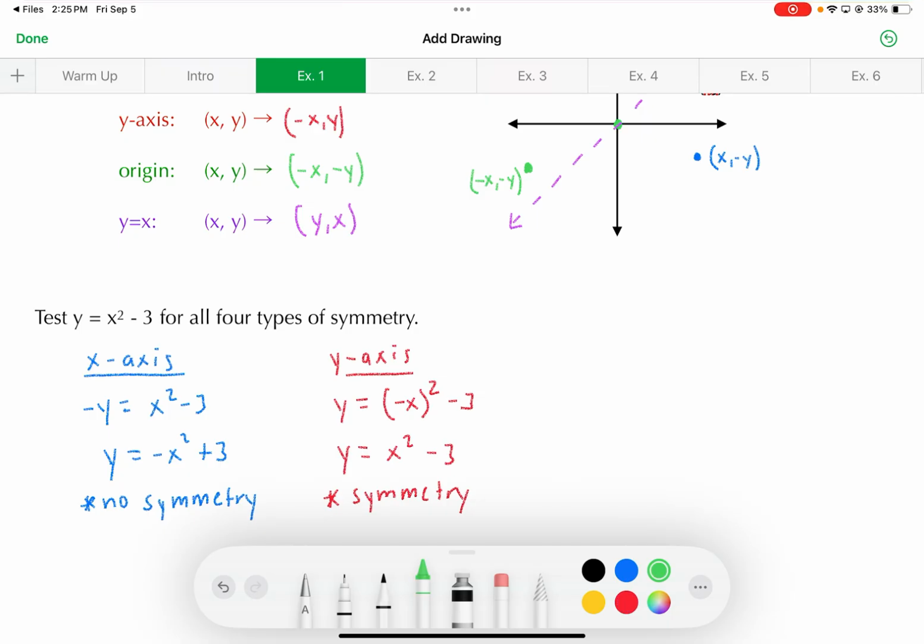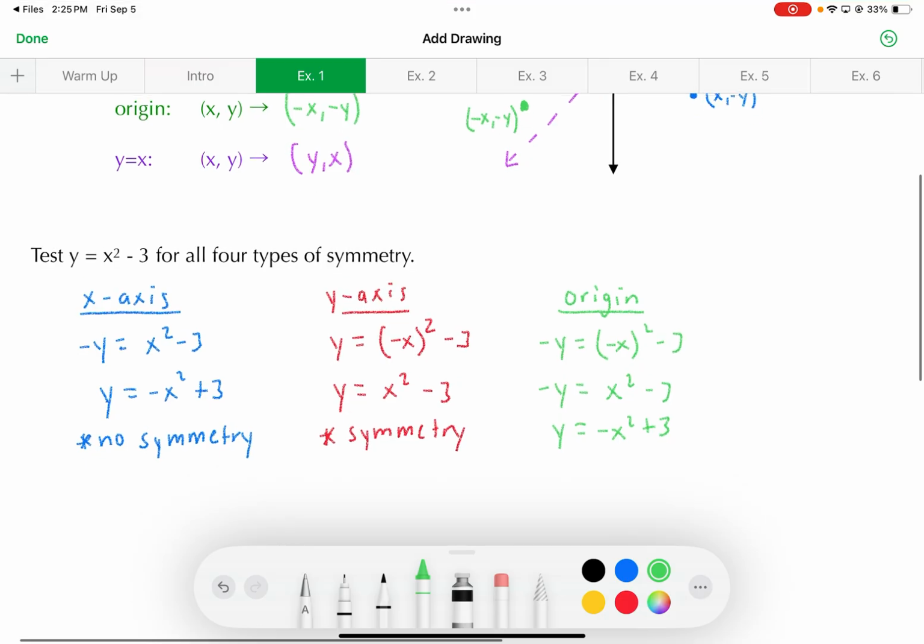Okay. All right, what about the origin? Now you're going to substitute a negative x and a negative y in. Well, that is going to leave me with the same thing I got over in blue. Y equals negative x squared plus 3. That is not the same as the original, so no symmetry here.